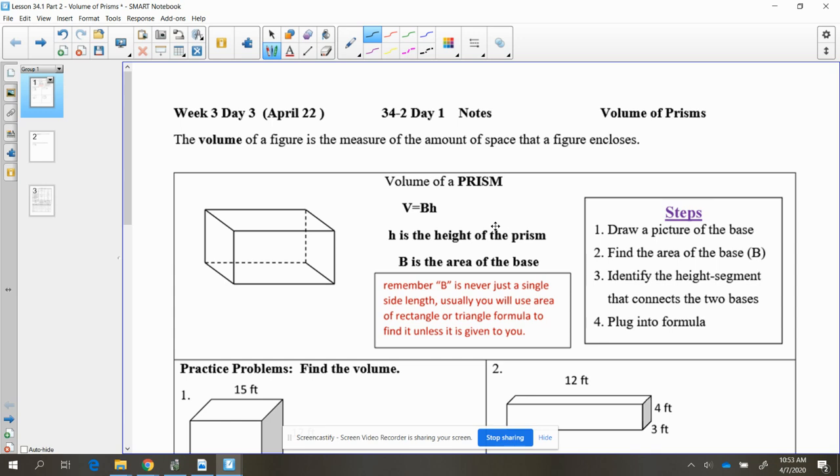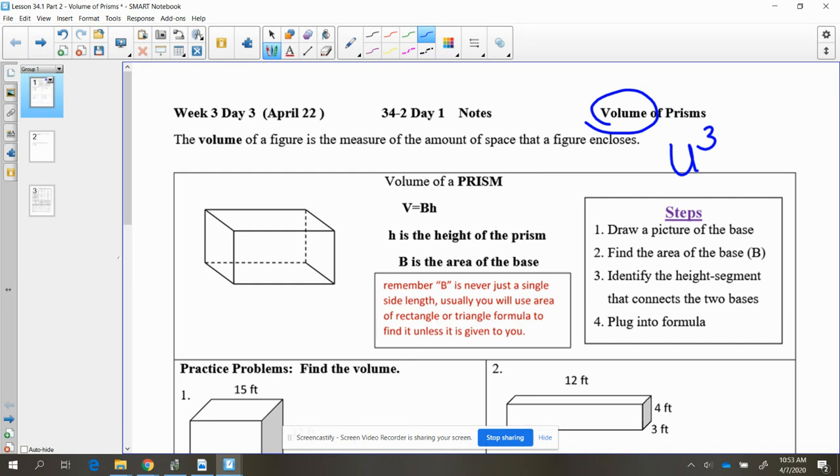Everyone. So today we are going to shift from 34.1 to 34.2, and we're going to start focusing on the volume of prisms today. Now, volume is a figure that is measuring the amount of space that a figure encloses, and it's going to have three dimensions because we're taking up all that space. So our units from here on out are going to be cubed when we talk about volume.